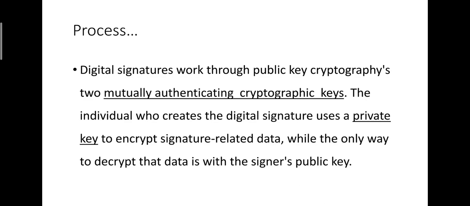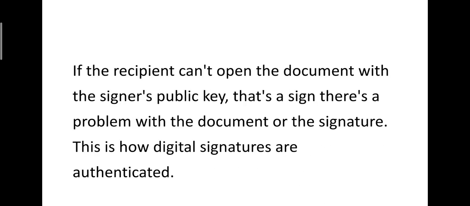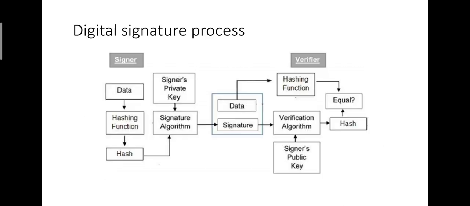If the recipient cannot open the document with the signer's public key, that's a sign there is a problem with the document or the signature. This is how a digital signature is authenticated. Digital signature technology requires that all parties trust that the individual creating the signature has kept the private key secret. If someone else has access to the private signing key, that party could create fraudulent digital signatures in the name of the private key holder. The following points explain the entire process in detail.